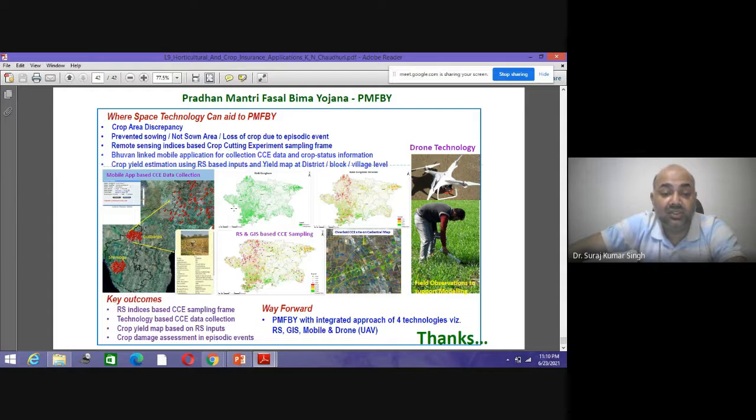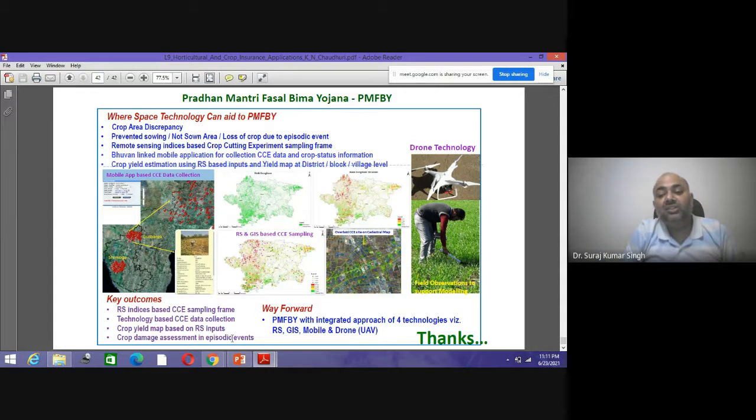So you can see all these data sets, how we'll be doing the various kinds of sampling, we'll be going into the field, then how we will be overlaying those yield estimates with the field-based information, and finally we'll come up with the output where the RS-based indices CCE sampling frame will be generated, technology-based CCE data will be collected, crop yield based map using remote sensing data will be prepared, and finally we'll be doing all kinds of crop damage assessment in case there is some drought or flood in an area.